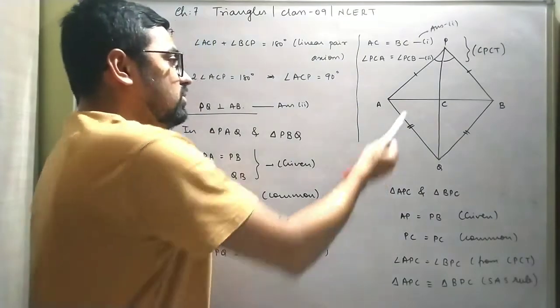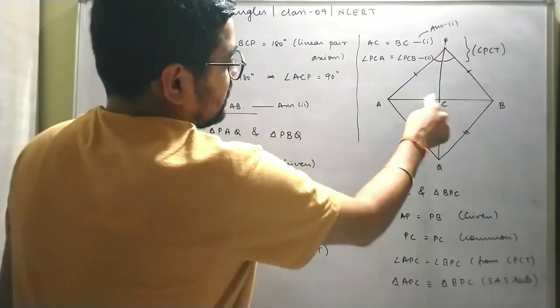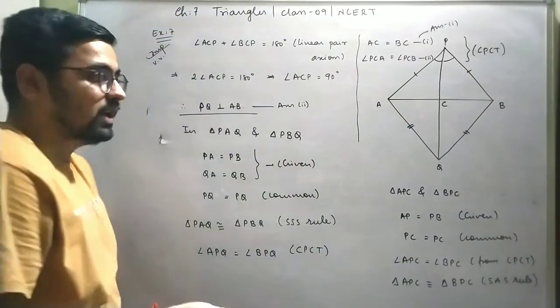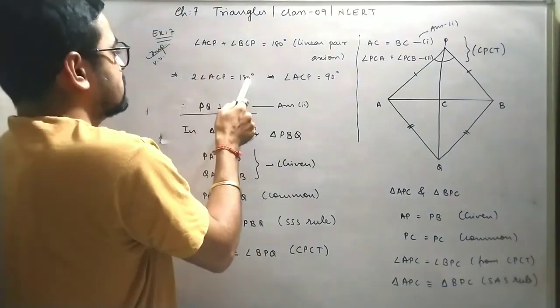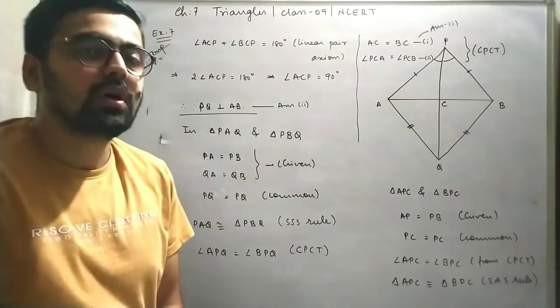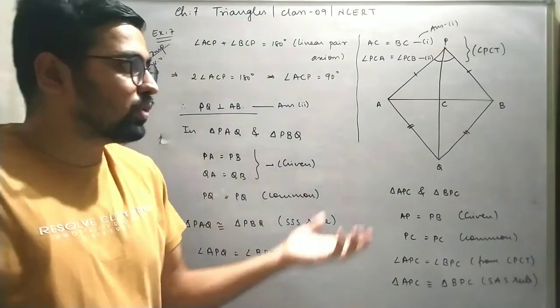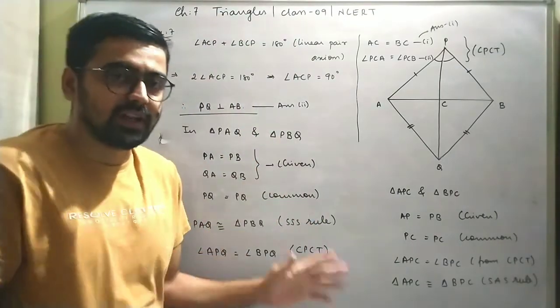So how are we going to do? Same thing, linear pair axiom. Angle ACQ and BCQ sum to 180. Linear pair axiom. Both are equal, so twice 90, and we can easily say PQ is perpendicular to AB. Correct? So with a different approach, we can solve this kind of problem very easily.